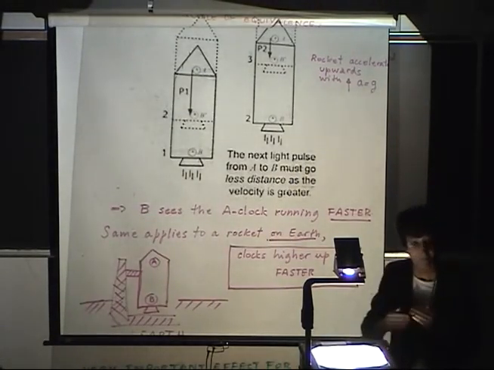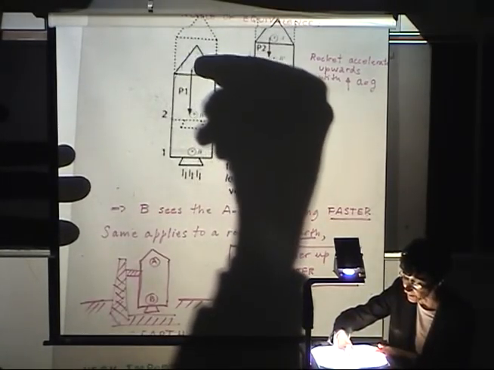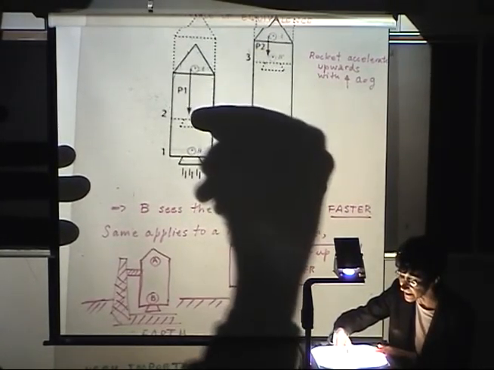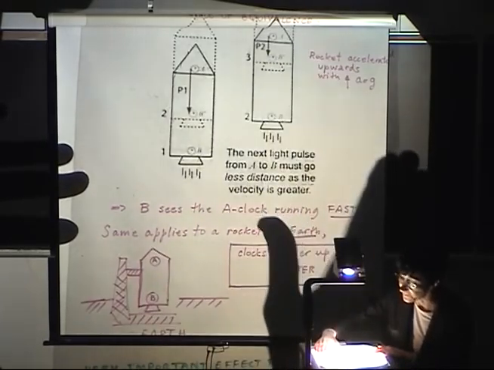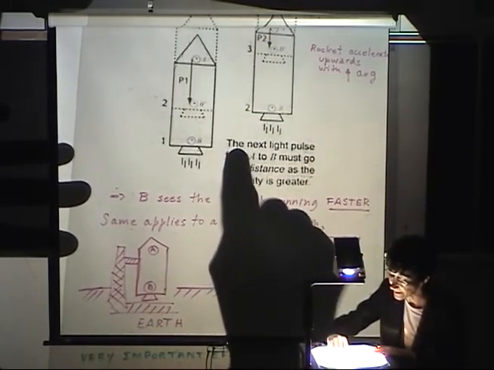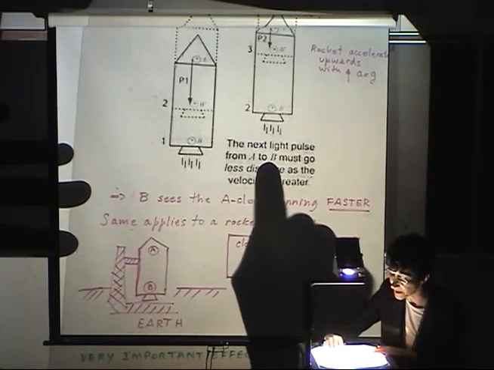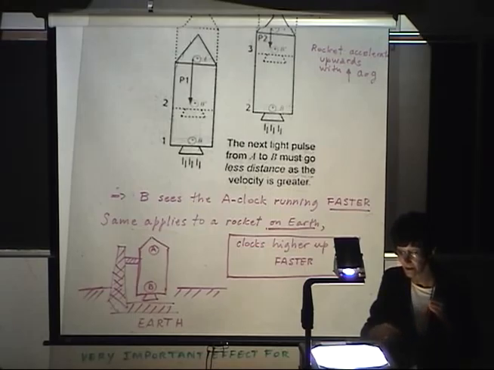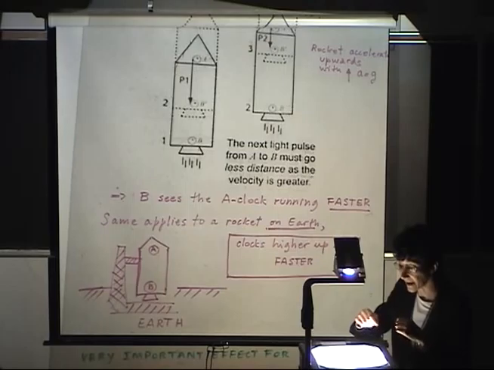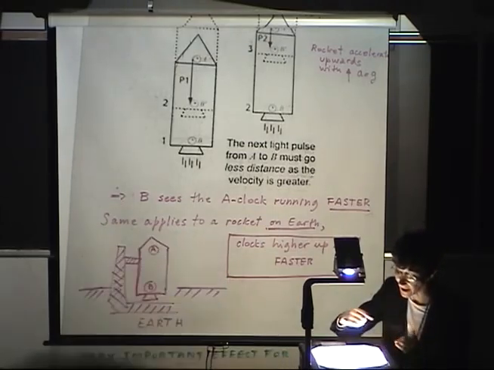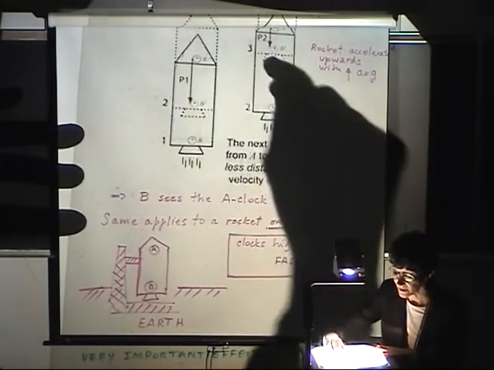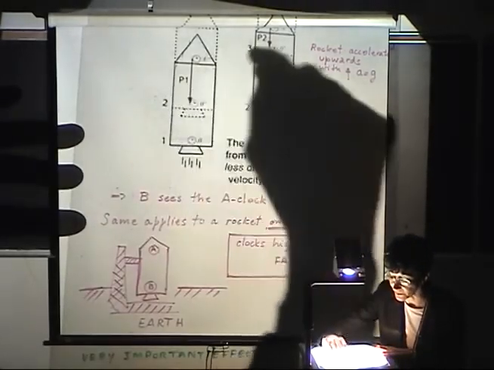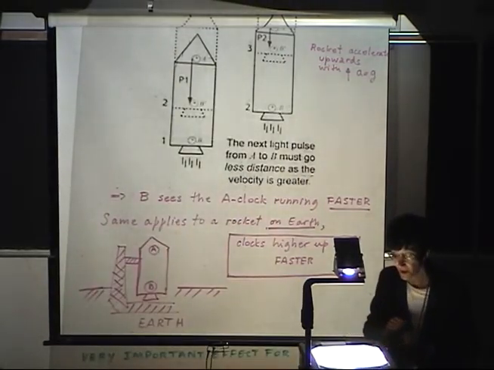It takes a short time for the light to travel from A to B. In this time, the vessel has moved. So essentially, the next light pulse from A to B must go always less distance as the velocity is greater. So the pulses travel less and less distance, so they arrive faster. So the intervals at which B sees the pulses of light emitted by A is shorter.